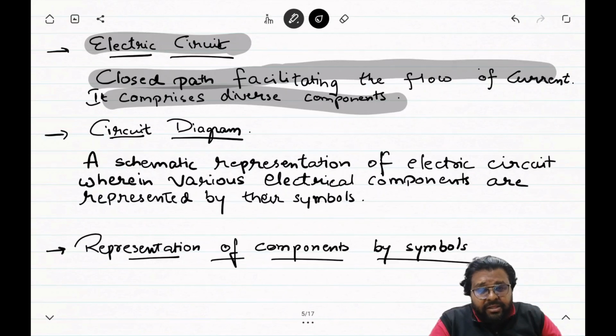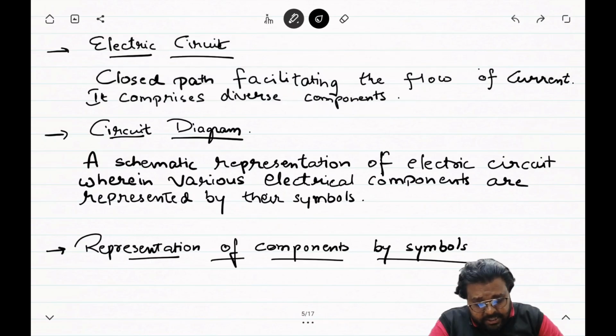We are not in drawing, we are in physics. So for physics, we use circuit diagrams. What are circuit diagrams? They are a schematic representation of an electric circuit. To draw a schematic representation, we use various symbols for various electrical components.